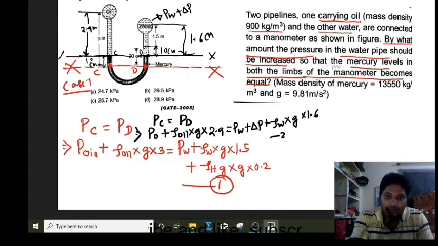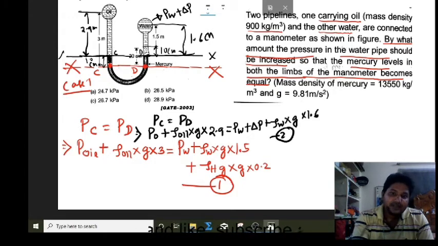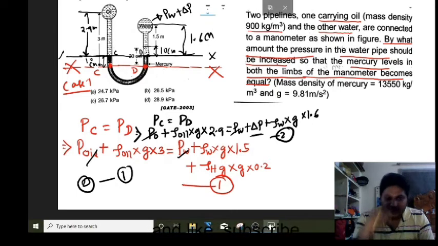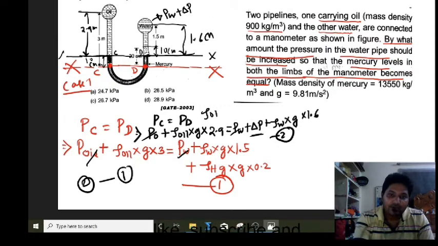Now subtract equation number 1 from equation number 2. The pressure of the oil will cancel, the water pressure is gone, and only delta P will remain, and all values are given to you. The density of the oil is given to you: 900 kg per meter cube.